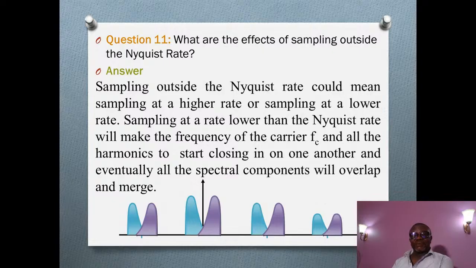When you are doing that, you are doing it at the Nyquist rate, at 2 times the frequency. But if you now do it after 3 minutes, you will not be able to get the number of people that are passing through the door.